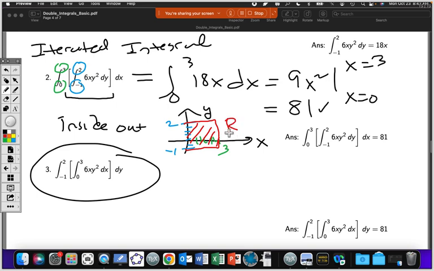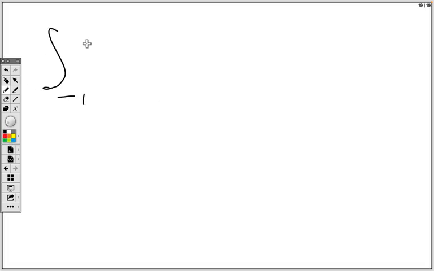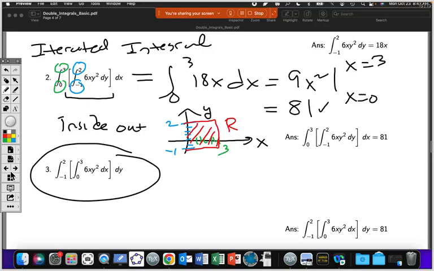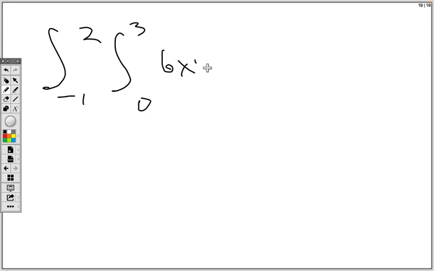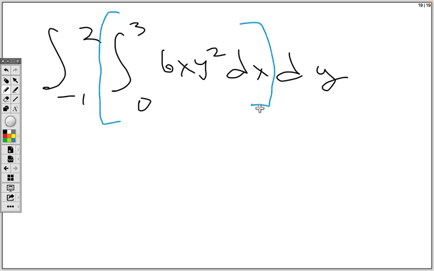What if I switch things around, and instead of integrating y from -1 to 2 first, I'll integrate the x from 0 to 3 first, and then I'll turn around and integrate the y from -1 to 2. So let's see what happens. So -1 to 2, 0 to 3, 6xy squared dx dy. Now if you see one of these things out in the wild, once again, the first thing you want to remember is that we're always working from the inside out. So we would do the innermost integral first.